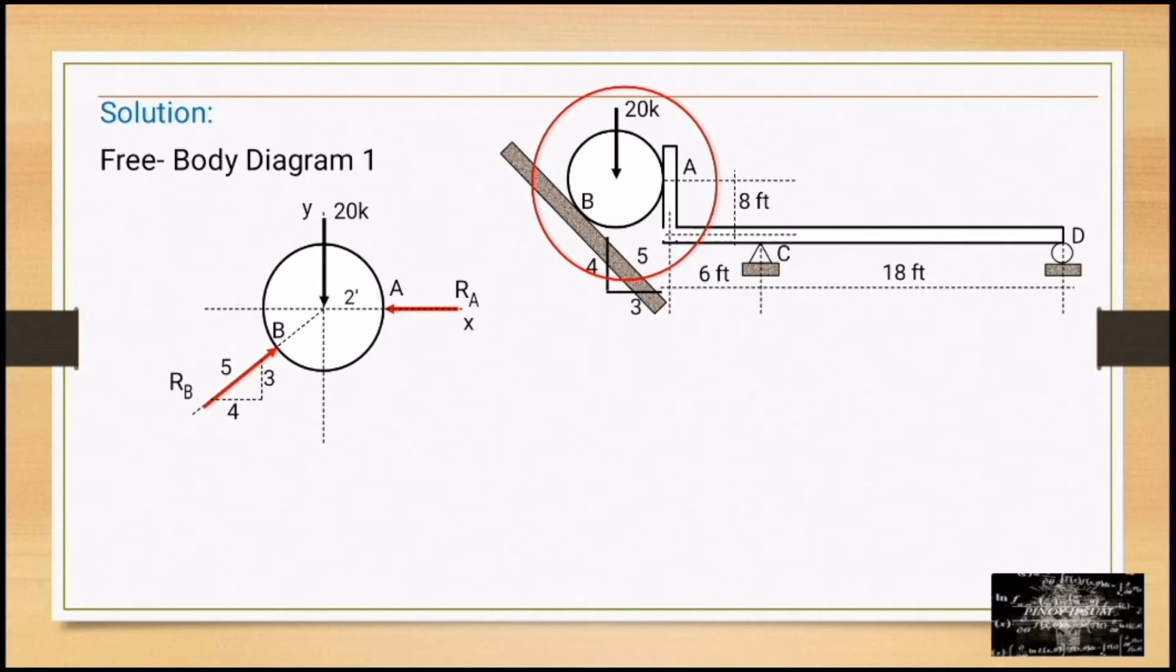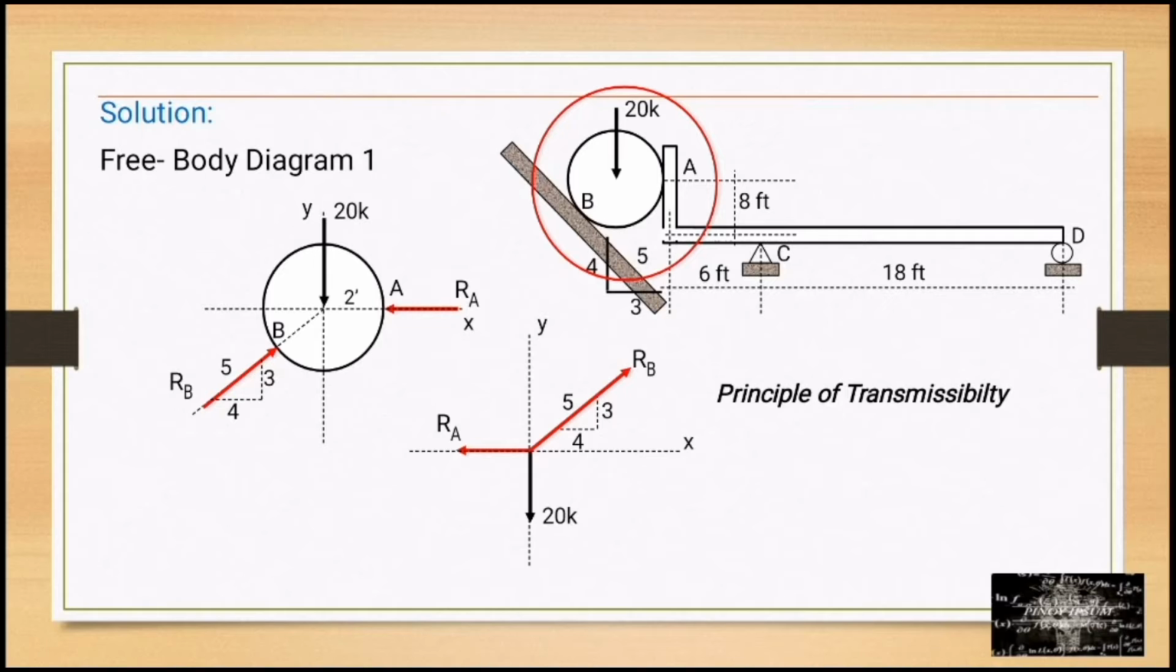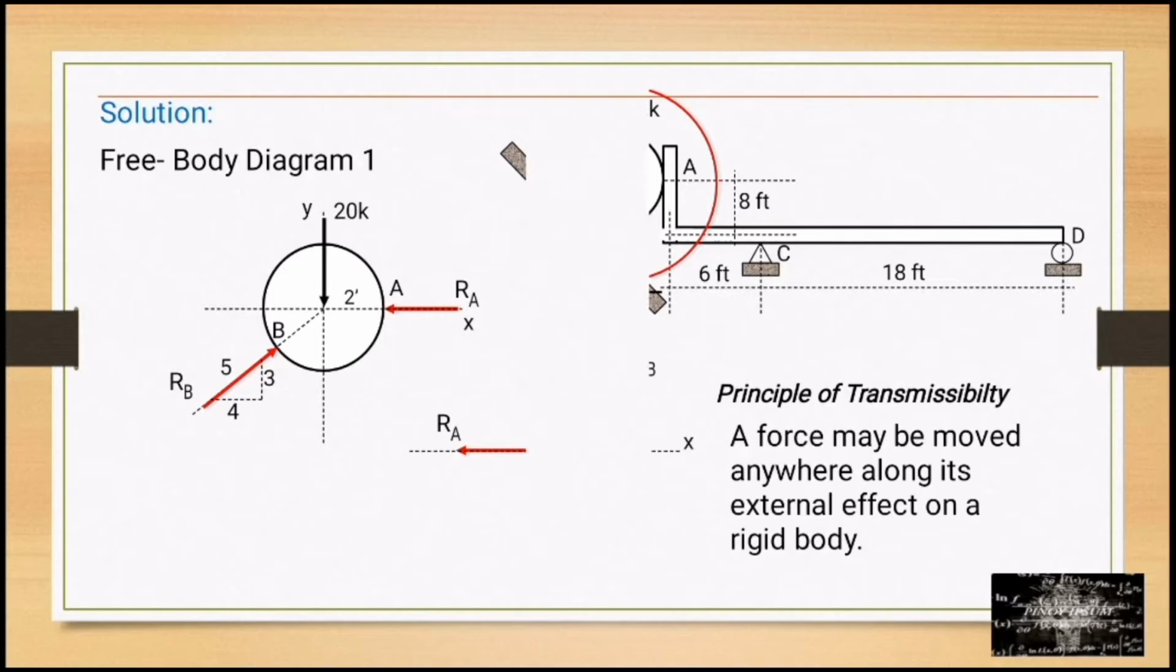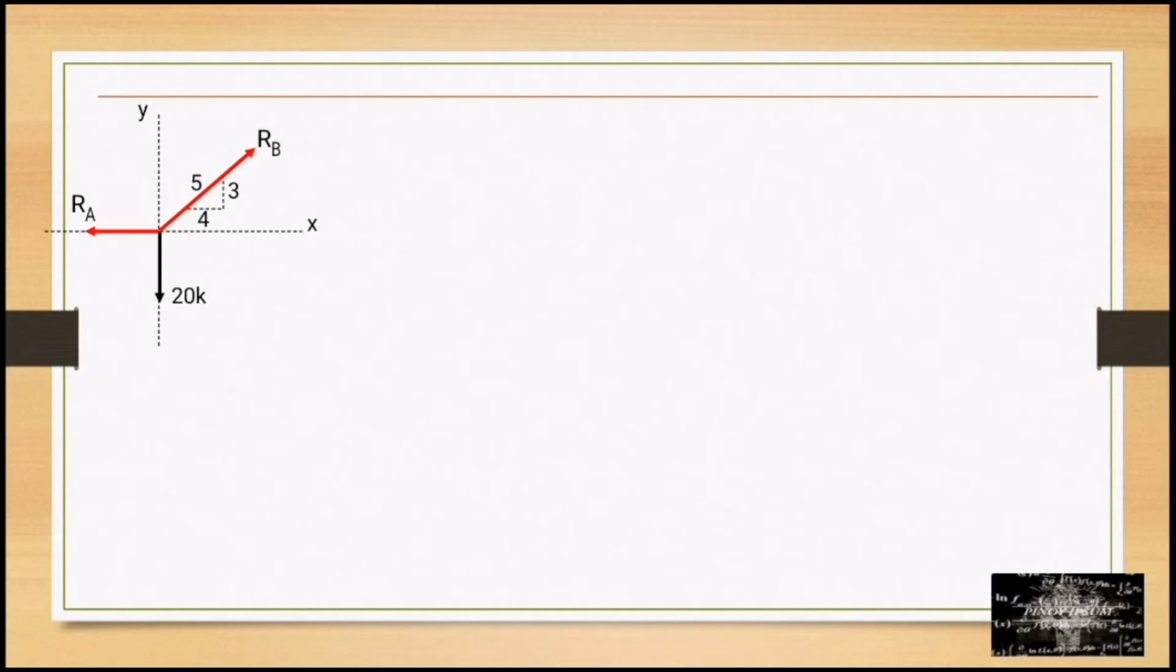Okay? So, para mas malinaw, ito siya, no? Gamit yung principle of transmissibility. Principle of transmissibility, a force may be moved anywhere along its line of action without changing its external effect on a rigid body. So, based on the figure, mayroon tayong dalawang unknowns, RA at saka yung RB. So, by inspection, ang una nating makukuha ay ang RB.